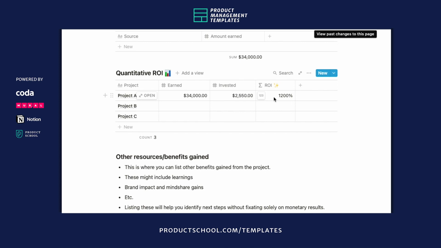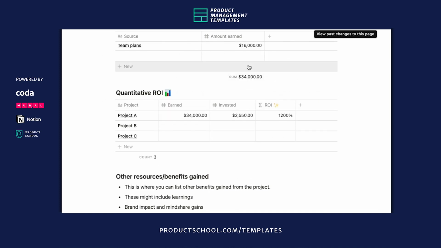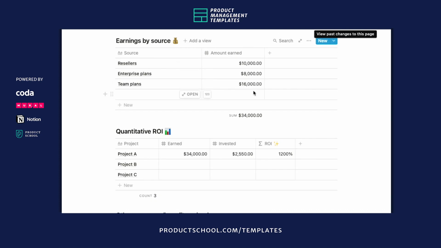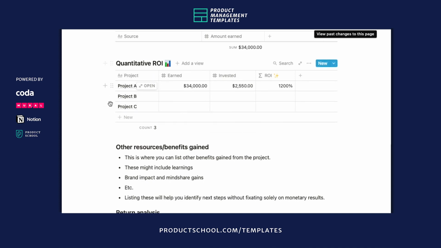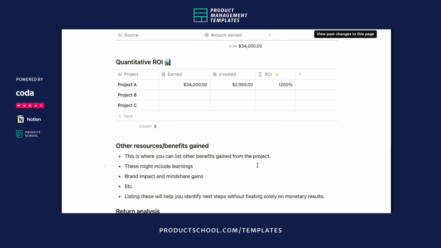And this is just a simple formula. If you plug in the sums that you've gotten from up above, here you can see that there was 1200% ROI. So this was a really good project. Highly recommend either repeating it or making it even better for this company that I've created. But you could do this for any number of projects that you're running on a team.